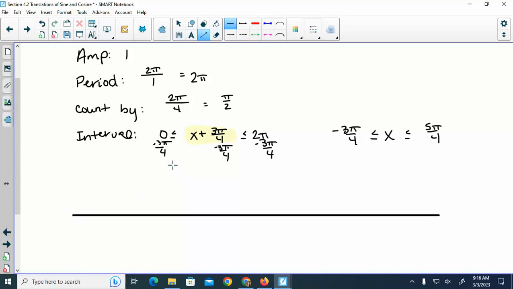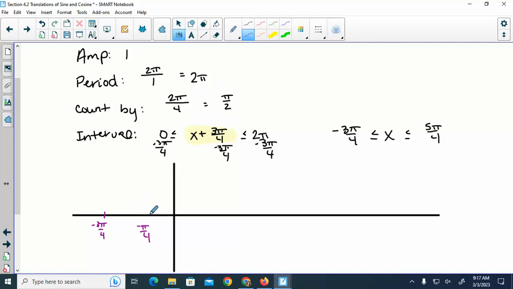So now we're going to draw our graph, but it's going to be a little bit different. We're not starting at 0 this time. My first point is at negative 3 pi over 4. And to get the next one, we add our count by. Now you can do this on your calculator, you just don't do pi. So negative 3 over 4 plus pi over 2, so plus 1/2, is negative pi over 4. If you add 1/2, you get a positive pi over 4.